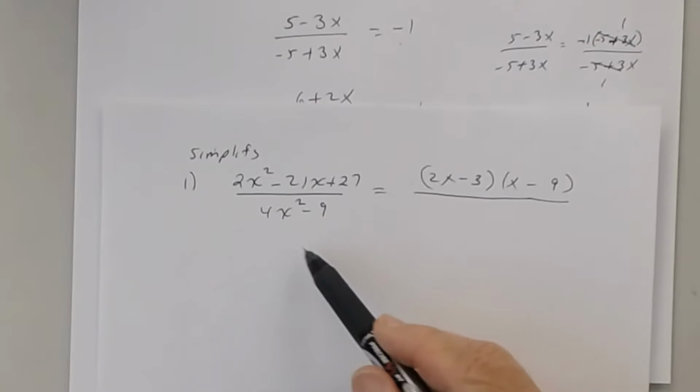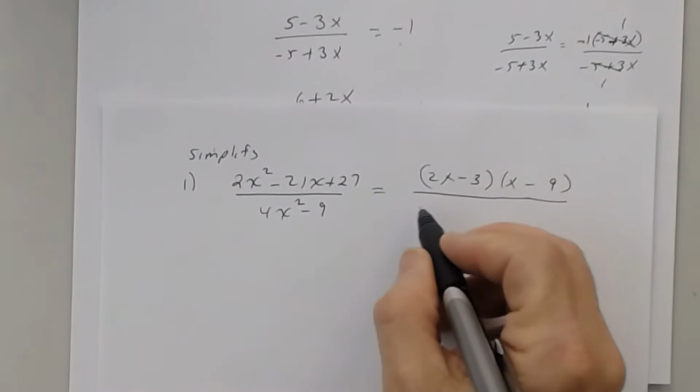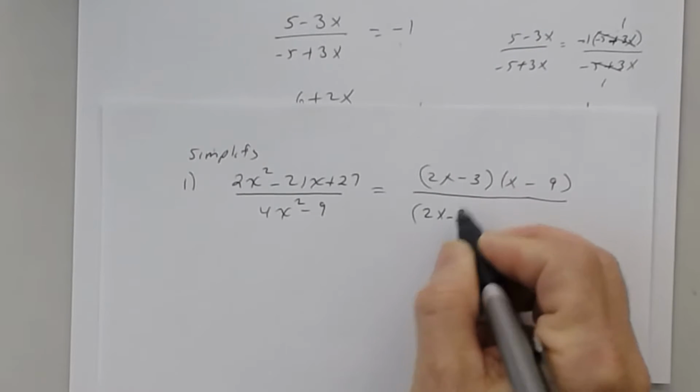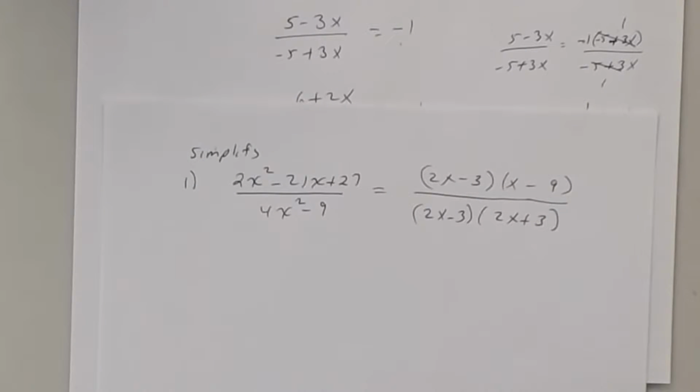How do you factor the denominator? Difference of two squares. So 2x minus 3 times 2x plus 3. All right, so the first step was to factor. What's the next step to simplify a rational expression? Reduce. What's the first factor you see in the numerator? 2x minus 3. Will that reduce with anything in the denominator?